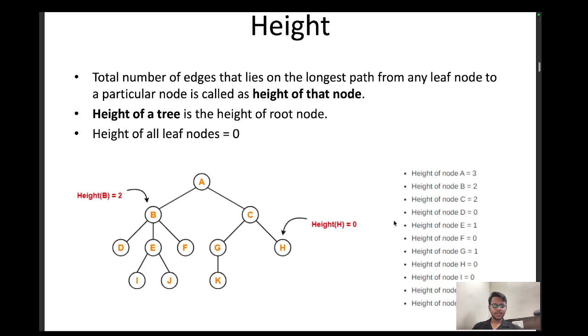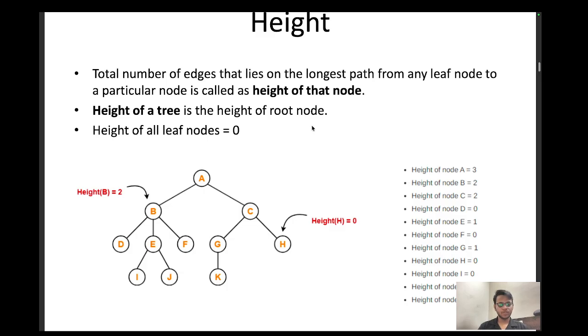The height of a node is the total number of edges on the longest path from any leaf node to that particular node. So if we see what is the height of A, we can see that A has a child C, C has child G, and G has child K. So, 1, 2, and 3.